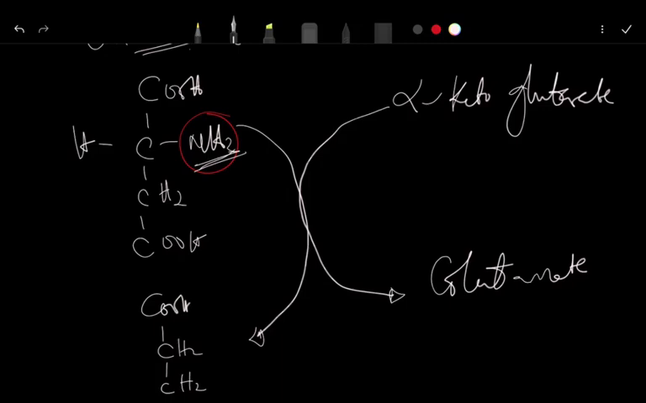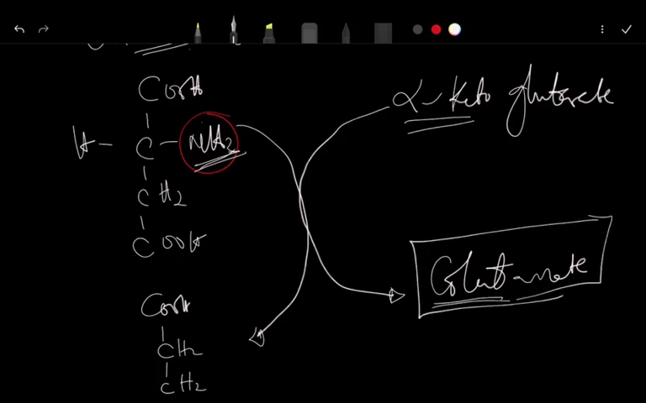Meaning it is when alpha ketoglutarate receives the amine group from aspartate that it now changes to what? To glutamate. So glutamate is the new amino acid that we form. Do you understand? Okay. Meaning this amine group that was in aspartate is now in what? In glutamate. Do you understand? All right. So let me give you another example of transamination reaction.